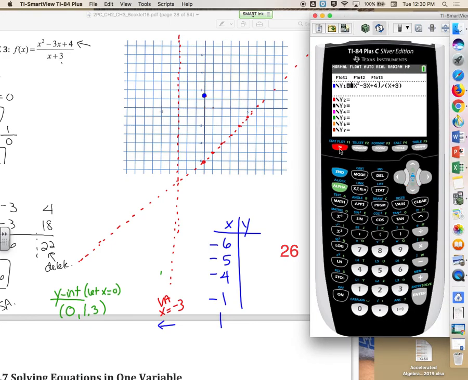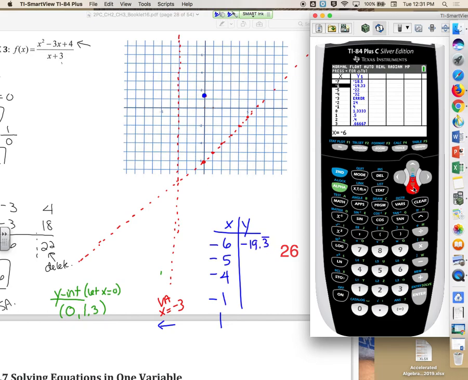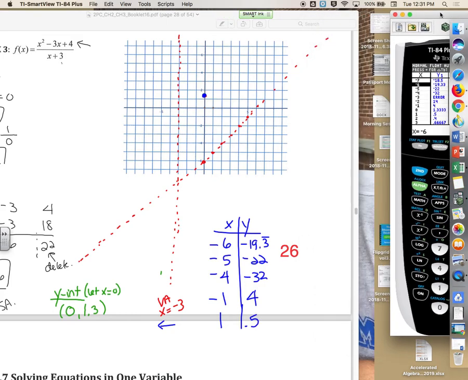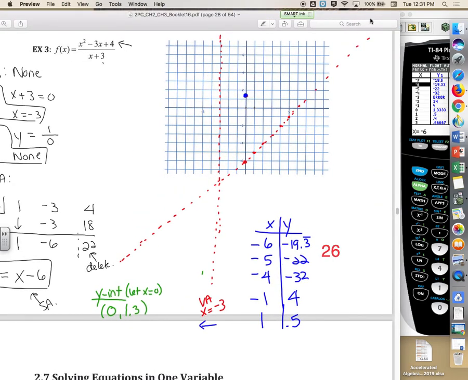All right, so let's put this in the calculator. We got it in there. Let's go to the table then. When x is -6, oops, I got to scroll up a little bit. We get -19.33, nice round number. When x is -5, we get -22. X is -4, we get -32. So it's pretty far down there, and that's why I had to change that window. All right, and then down here further, when x is -1, y is 4. When x is +1, y is 0.5. All right, so that gives us enough points to get a pretty good idea of what this graph is going to look like and where it pops back up.